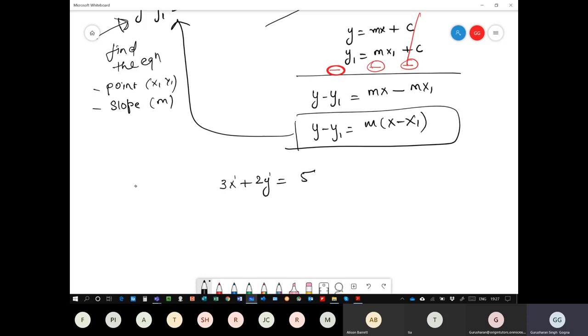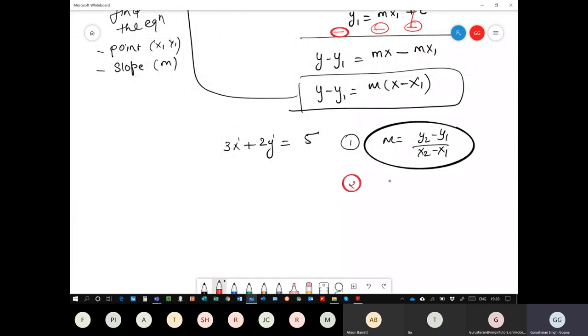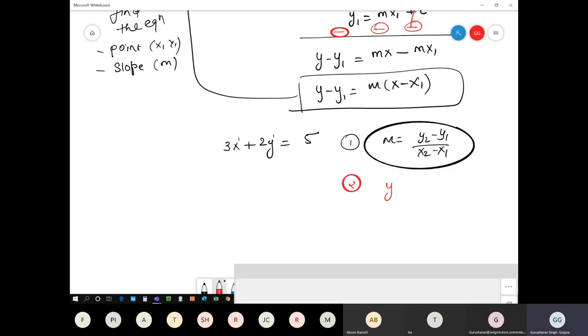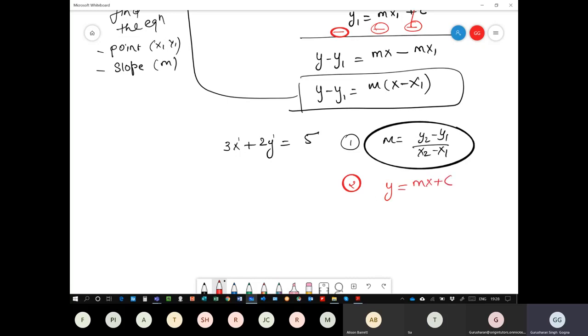And if I ask you what's the slope of the line, you don't know the points now. So the slope formula which you learned earlier is this one, y2 minus y1 over x2 minus x1. But you cannot use this formula here because you don't know the points. What you know is the equation of the line. So this is the first method which you can use to find the slope. And the second method is you can use y is equal to mx plus c.